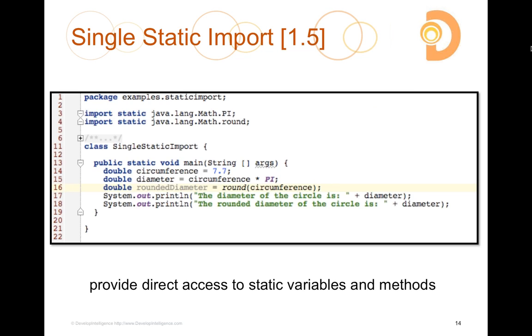What you can see here is that the static import syntax looks very similar to the traditional Java import syntax. The only new word there is the keyword static on lines 3 and 4. What that does is give us direct access to static variables and static methods. So for example, on line 15, I have access to the static variable PI in the Math class without referencing it using the class name. And on line 16, I have direct access to the static method round, again found in the Math class.